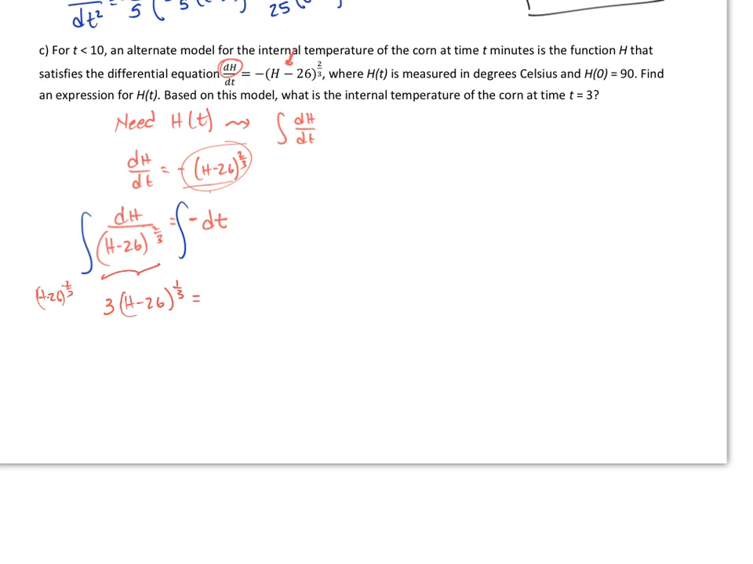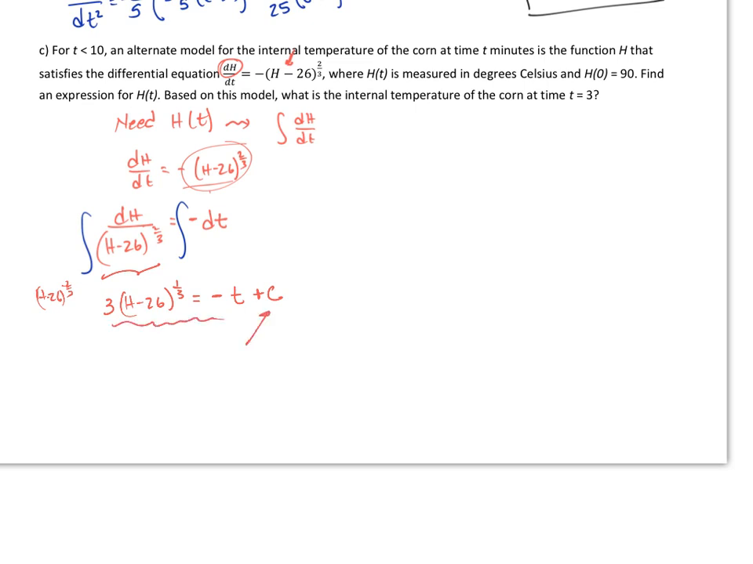And then on the right side, I'll have the negative, and then I'll just have a t plus the c. Remember, you don't need the constant on both sides. Just pick a side. In this case, I'm going to pick the right side. So I put it there, and that's where we're at so far. So this is the basics, but I need to find what this constant is now.